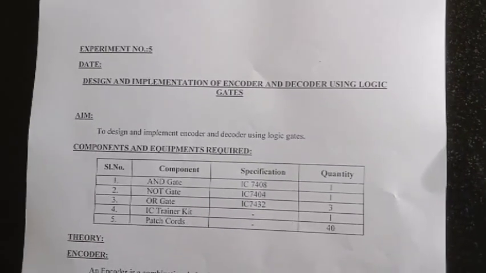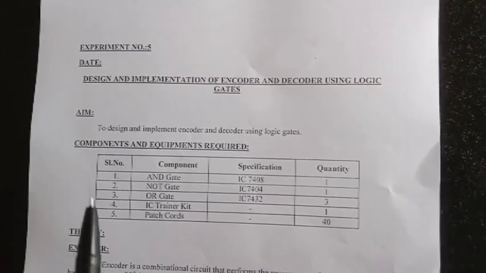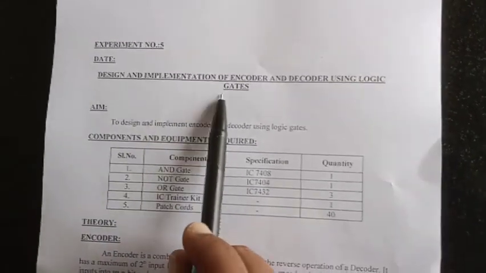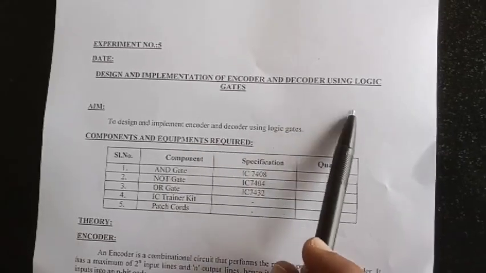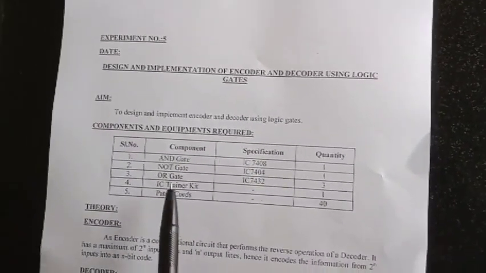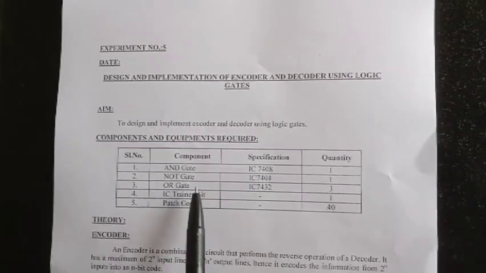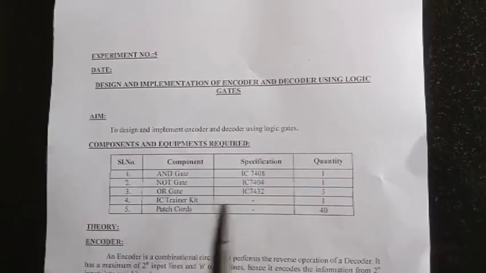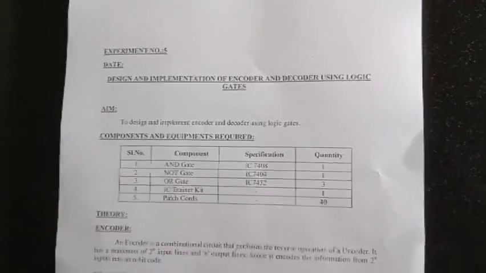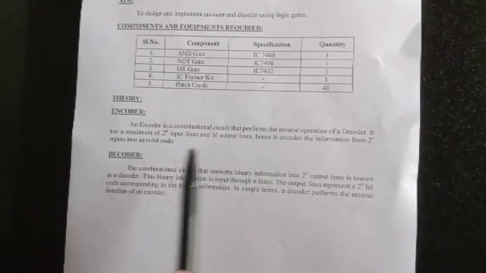Welcome to all. In this session I am going to explain exercise number 5 in the integrated electronics lab: design and implementation of encoder and decoder using logic gates. In this, we are going to use AND gate IC 7408, NOT gate IC 7404 and OR gate IC 7432. First of all, an encoder is a combinational circuit.